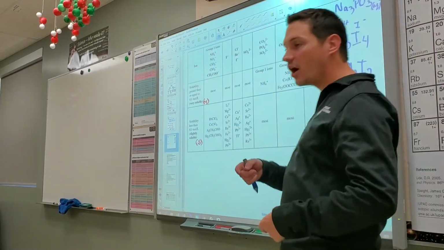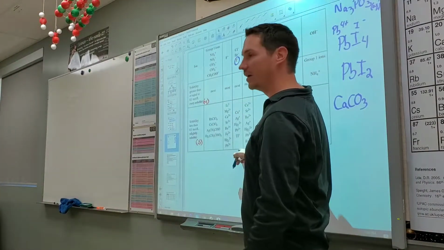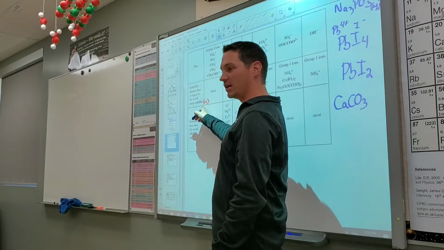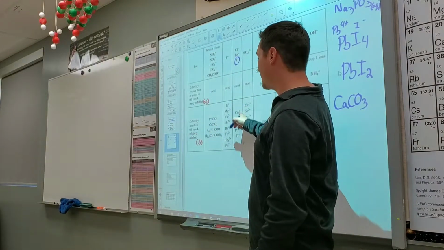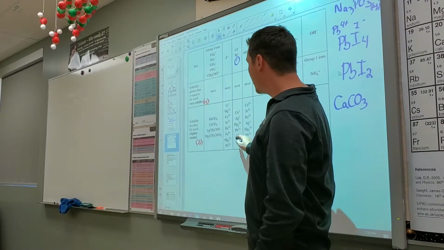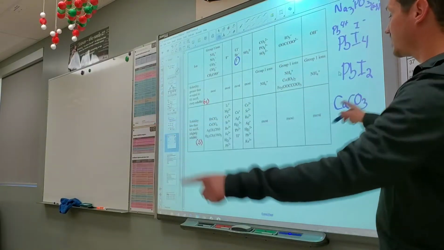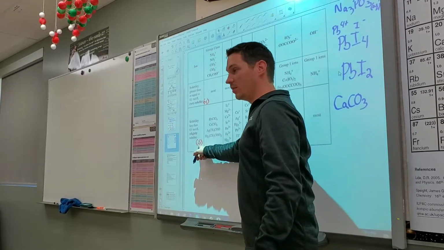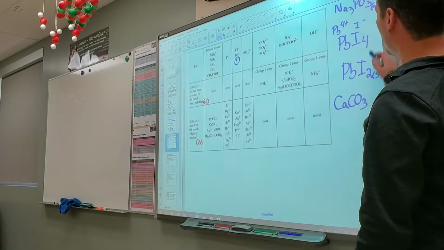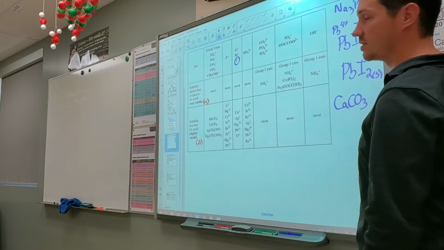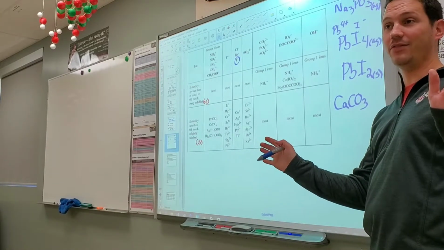So let's look for the combination of iodide and lead 4. I see iodide here. Do you see lead 4 down here? No, so it's very soluble. Do you see lead down here? No. I see lead 2 plus, but not 4 plus. So lead 2 plus will be not soluble or slightly soluble. So we're going to put a solid on lead 2, but on lead 4 we're going to put aqueous. Does that make sense?